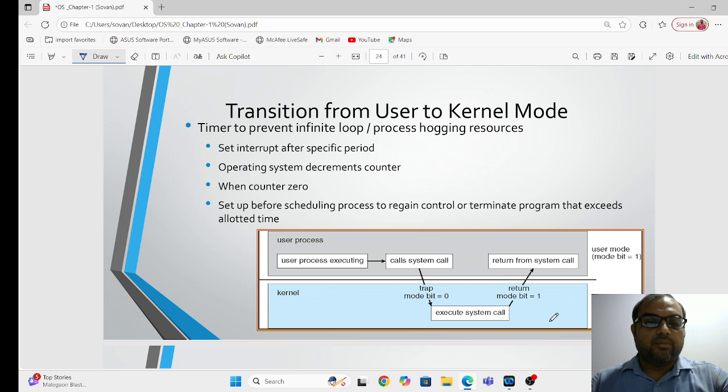Here, for example, a user process is executing and then calls a system call. When the system call is made, it is a trap, and it converts the mode bit to 0. Then after execution, when it is done, it switches back from kernel mode to the user process. So now the mode bit will be changed and then it will return. So there is a counter that can keep track of this.